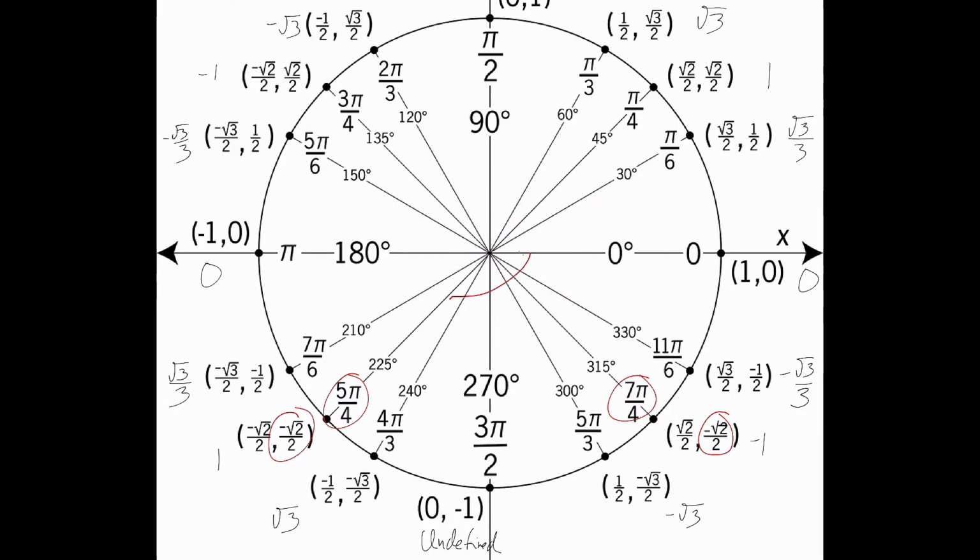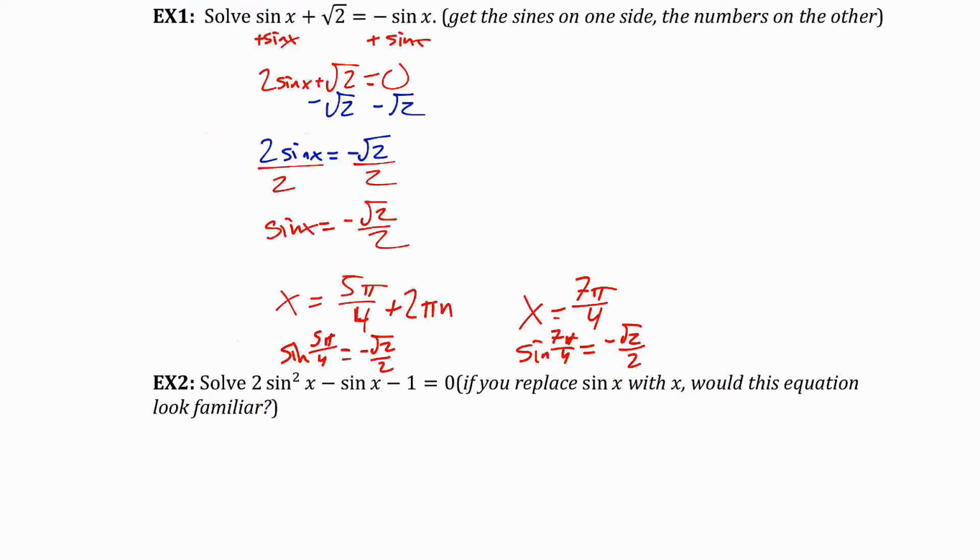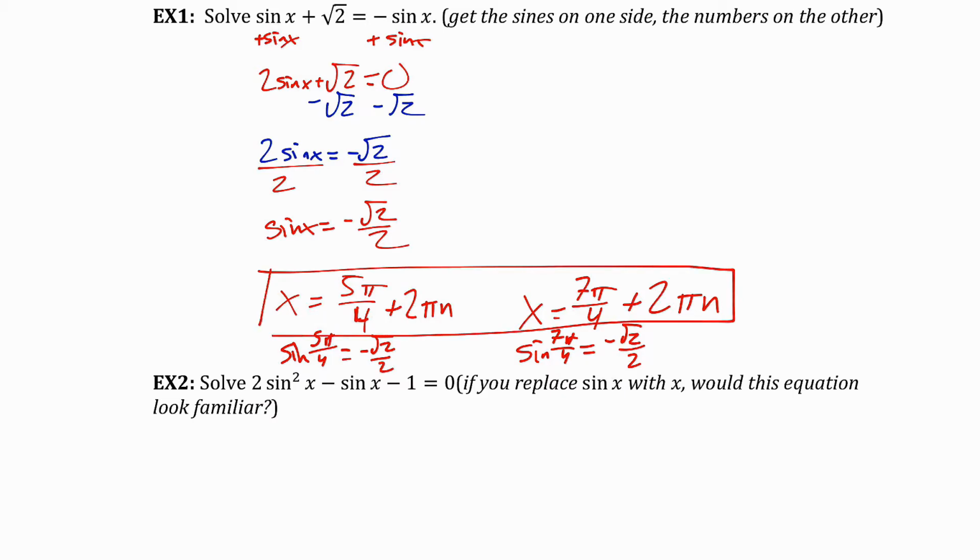So the plus 2 pi n kind of covers all the bases, saying 5 pi over 4 plus any coterminal angles. Now, same thing for 7 pi over 4. We're going to say it's plus any coterminal angles. Now again, that 2 pi comes from the full circle, in other words, what the period is of sine and cosine.